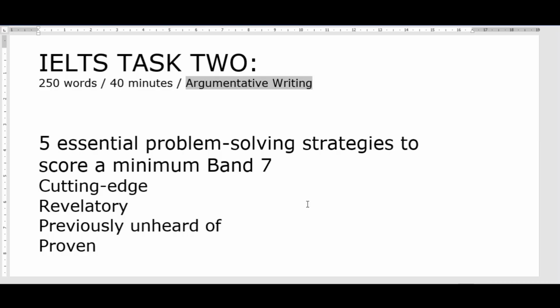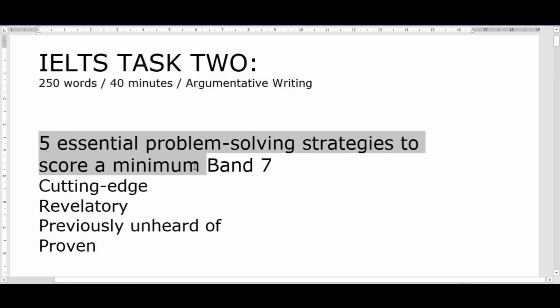The entire series of videos from videos 1 up to this point, video 14, is going to talk about 5 essential problem solving strategies to score a minimum band 7. If you've been watching the videos from video 1, you've already gone through these 5 essential problem solving strategies. So you have the A1, A2, and then the B1, B2, and the B3 styles. So the C styles, as you will find out, are really just variants of these 5 essential problem solving strategies.